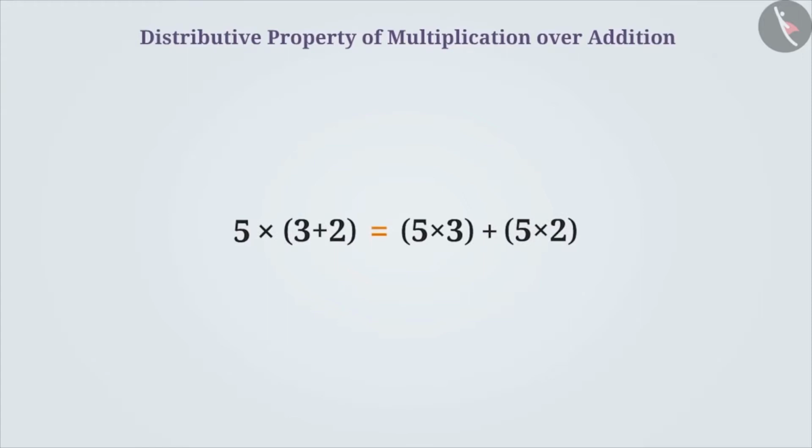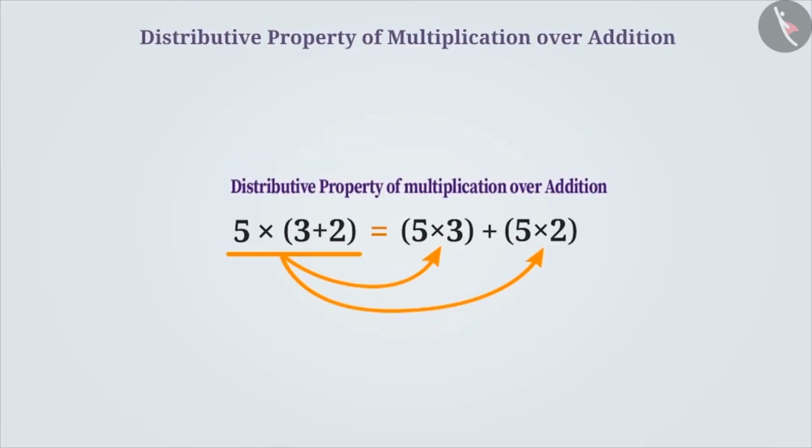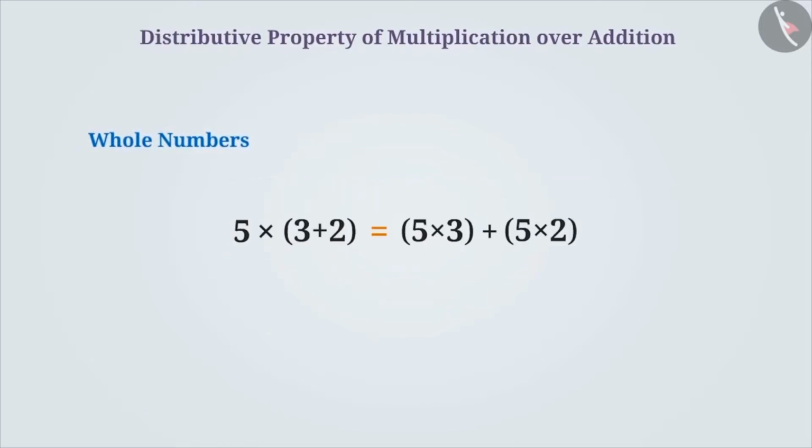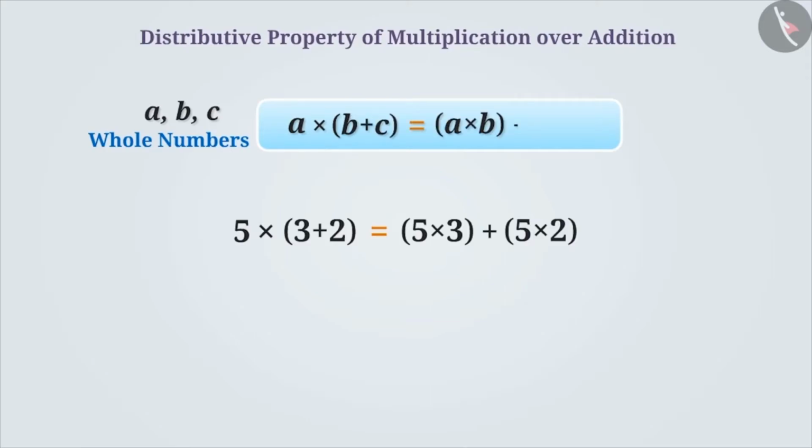Here, the sum of two numbers is split. That means multiplication is distributed over addition. Therefore, for any 3 whole numbers a, b and c, a into (b plus c) can be distributed as a into b plus a into c. This is called the distributive property of multiplication over addition.